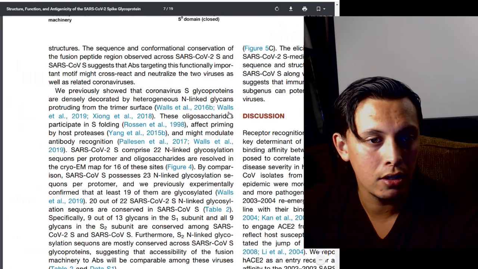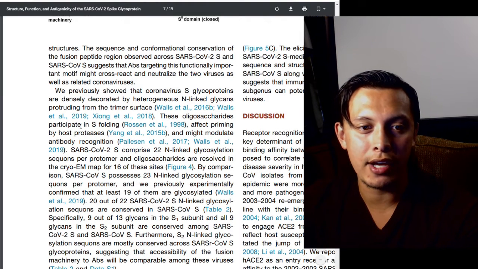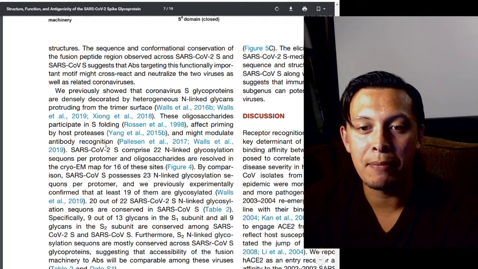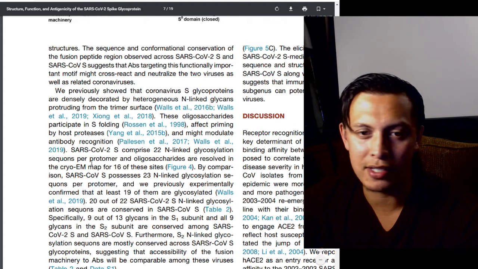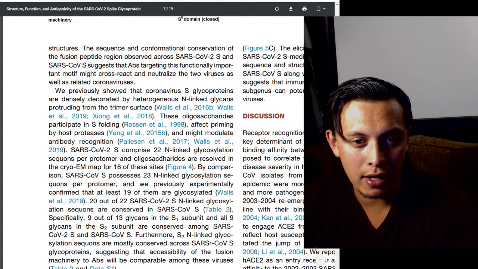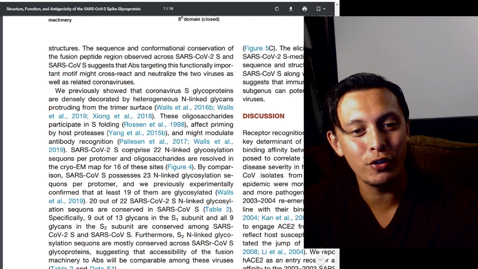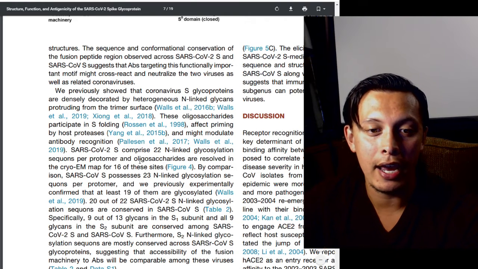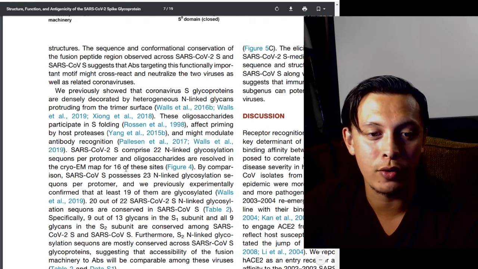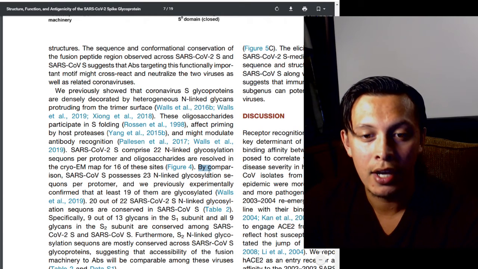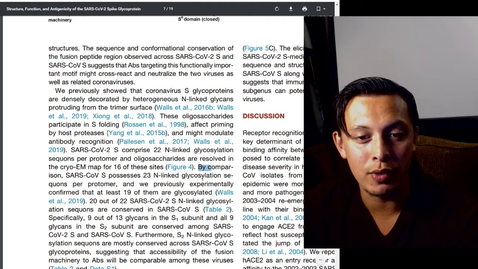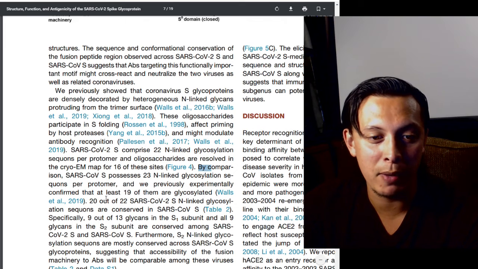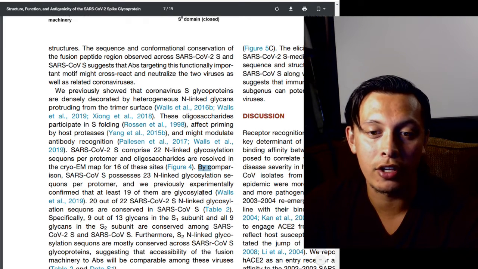So continuing. These oligosaccharides participating in S folding affect priming by host proteases and might modulate antibody recognition. So that's exactly what I just said earlier. SARS-CoV-2 spike comprises 22 N-linked glycosylation sequons per protomer, and oligosaccharides are resolved in the cryo-EM map for 16 of these sites. By comparison, SARS-CoV S possesses 23 N-linked glycosylation sequons per protomer, and we previously experimentally confirmed that at least 19 of them are glycosylated.